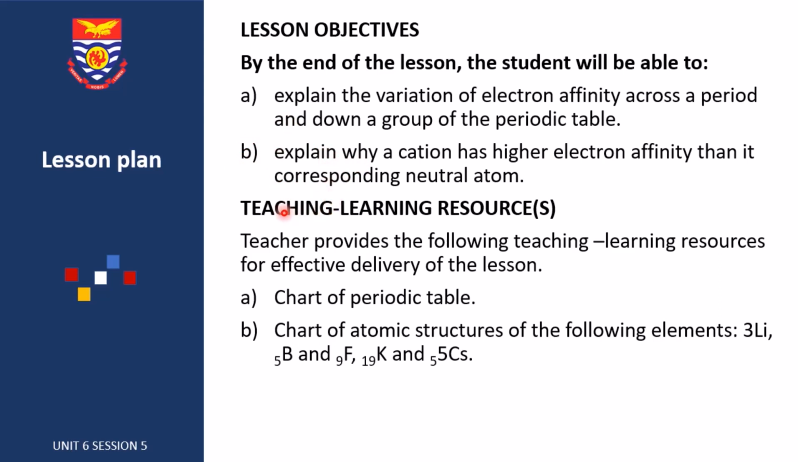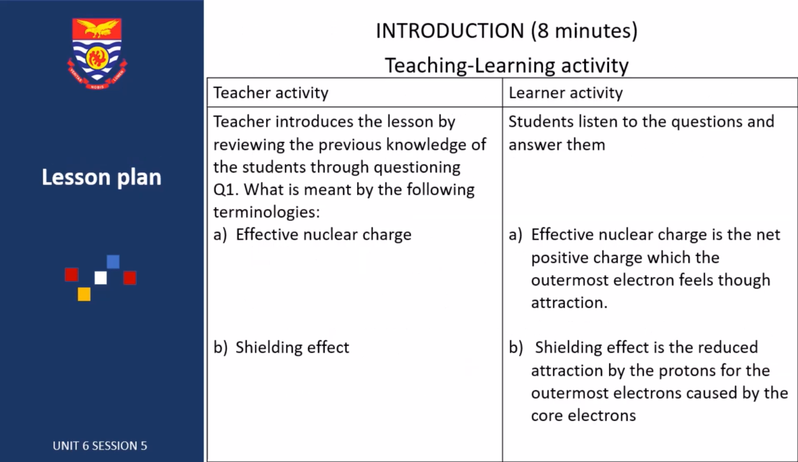What resources do we need? You need a chart of the periodic table, then a chart of atomic structures of the following elements: lithium, boron, fluorine, potassium, and cesium. Okay, so let's move on.